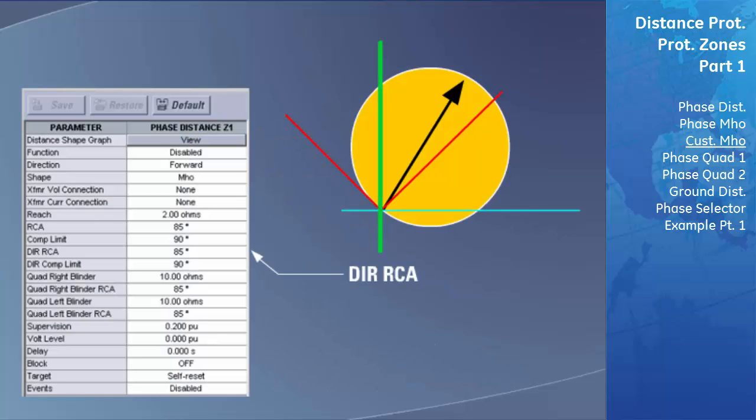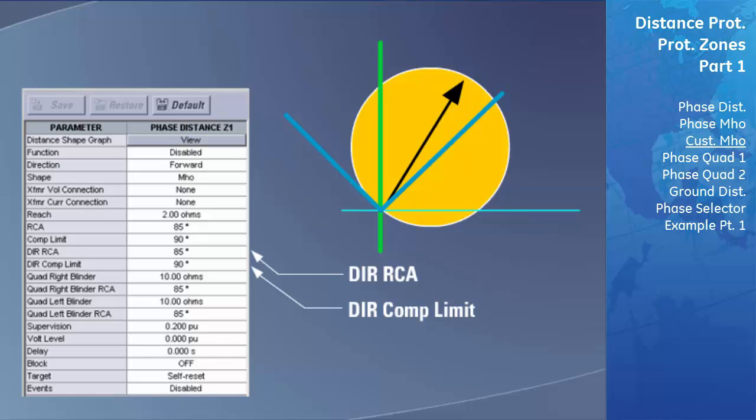The Directional Reach Characteristic Angle, which is labeled DIR-RCA, is a line that sets the midpoint of the area being cut off of the MHO circle. This setting is specified as an angle away from the x-axis, or the resistive direction on the RX diagram.